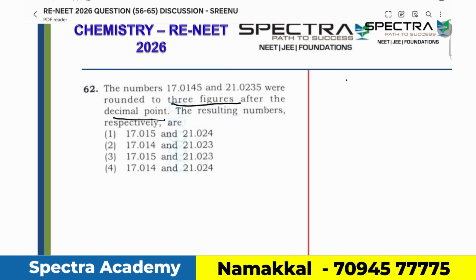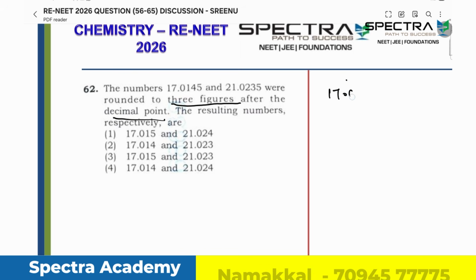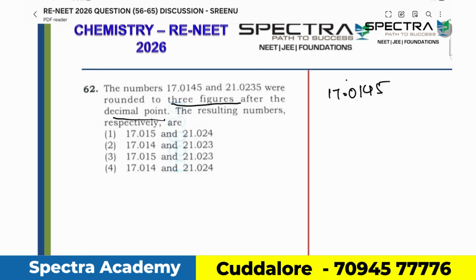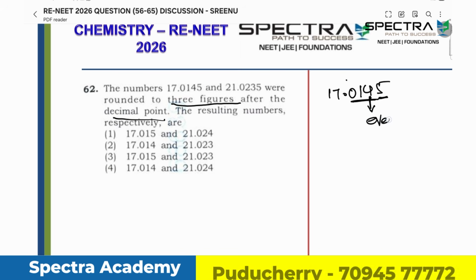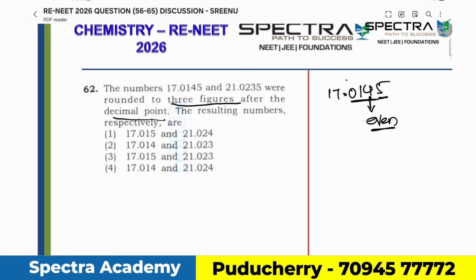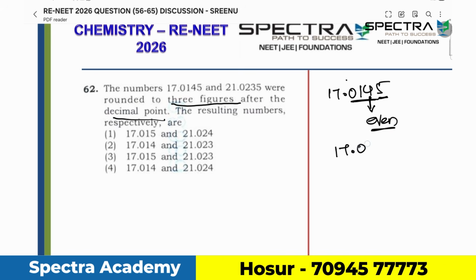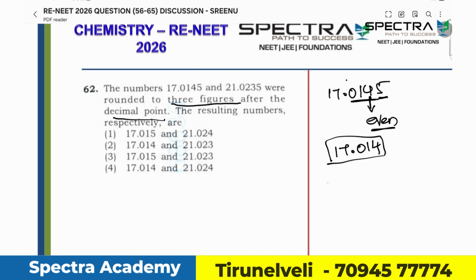Okay, so you can see here 17.0145, we need only three figures. The last one is 5. The preceding number is 4. It is an even number, so it will not change. So we can write it as 17.014.